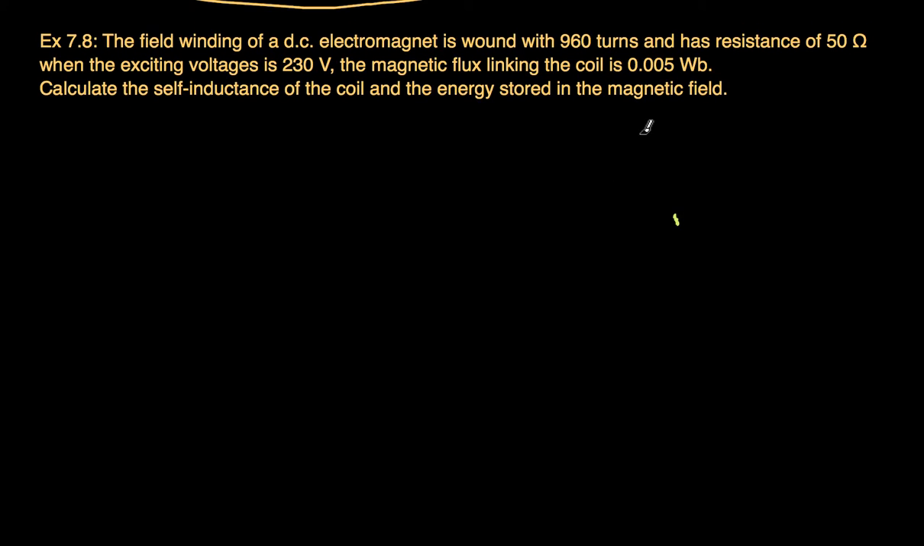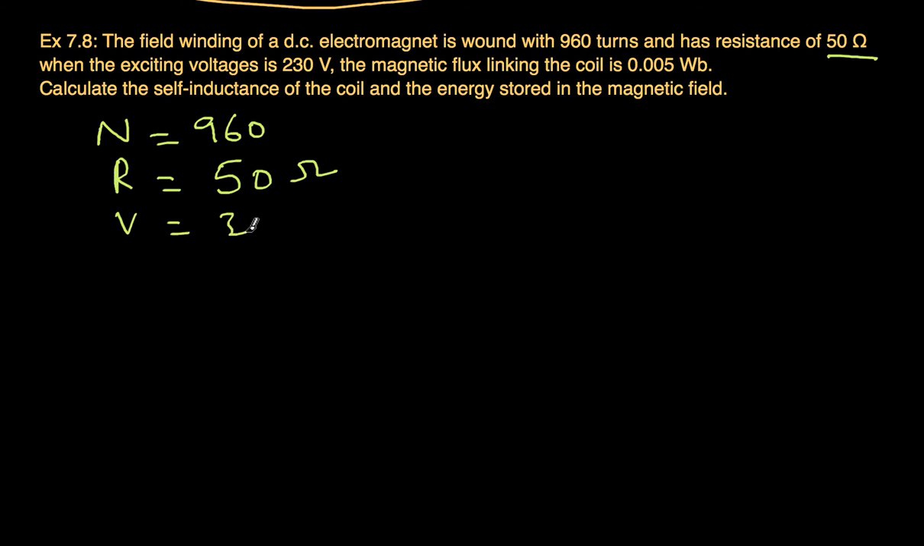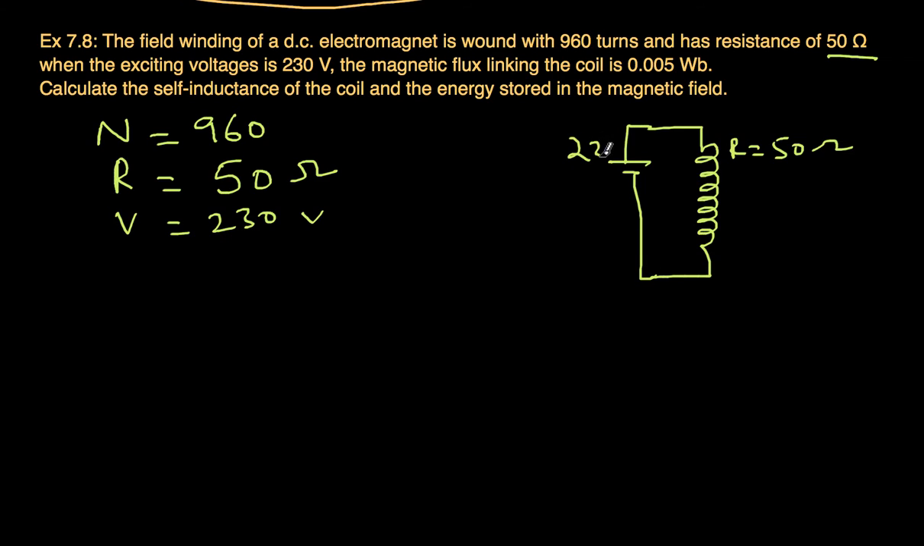The question you can see on your screen is: the field winding of a DC electromagnet is wound with 960 turns and has a resistance of 50 ohms when the exciting voltage is 230 volts. If you recollect, the DC electromagnet will have some resistance also. So the resistance is 50 ohms, and it's supplied by a voltage of 230 volts, and the number of turns is 960.